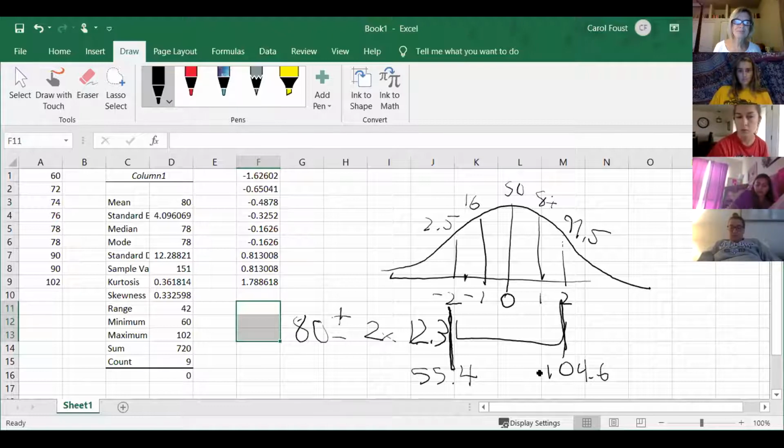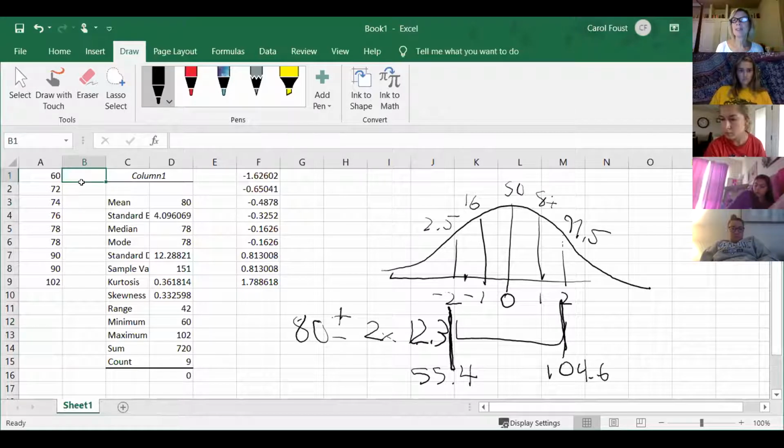Okay. Any questions about that? Okay. So if we had another array of data, I'm just going to guess to see what the grades on the final will be. Okay, so I'll just do a guess.